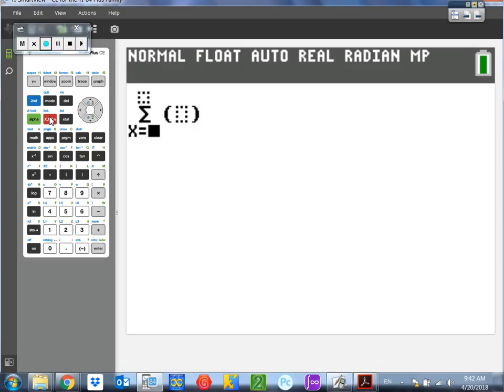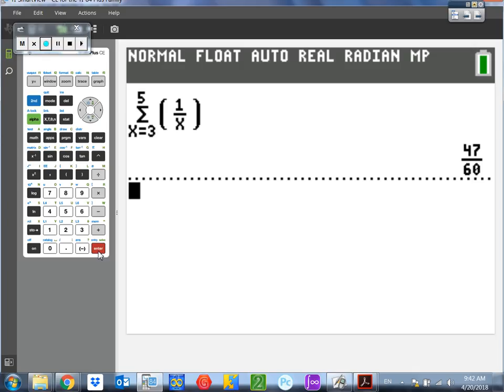So this X is fine. We start at 3. We're doing that one from 3 to 5, and that was 1 over the variable, which for us is X. Then we hit enter, and it does it all for us, and it gives us 47/60ths, which is what we got when we did it by hand. So that's where the summation is in your calculator. All right, questions on that? Okay.